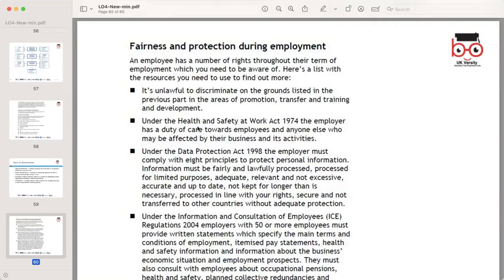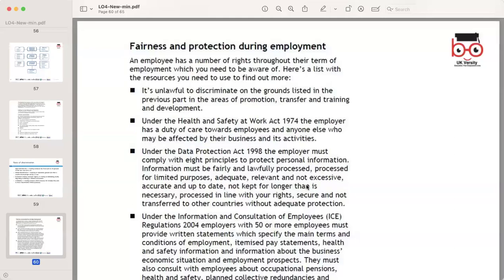So the Data Protection Act 1998 outlines principles of processing personal information. Information must be fairly and lawfully processed, for a limited purpose, adequate, relevant, and not excessive, accurate and up to date, not kept for longer than is necessary, processed in line with your rights, secure, and not transferred to other countries without adequate protections.